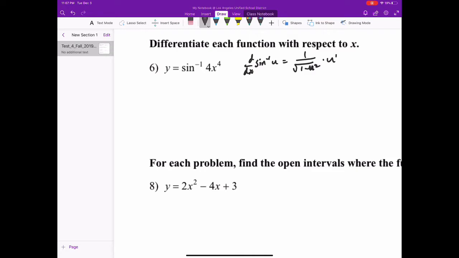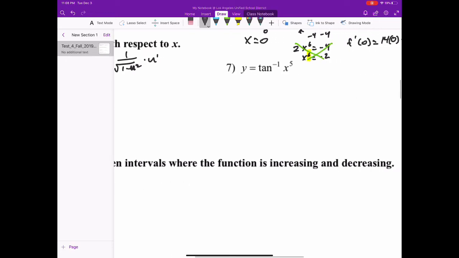Okay, so we're going to take the y prime here is equal to that exact identity, 1 over the square root of 1 minus, we're going to copy our inside values, followed by the derivative of the inside, right? This is my inside value. It's going to be 16x cubed. If you want to rewrite this, y prime is equal to 16x cubed over the square root of 1 minus 4x to the 4th power. And we're done.